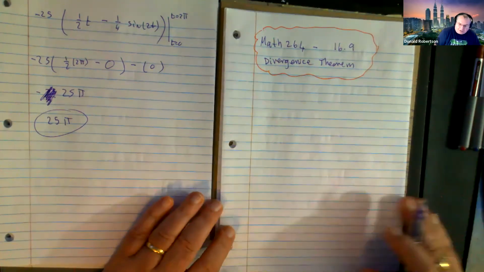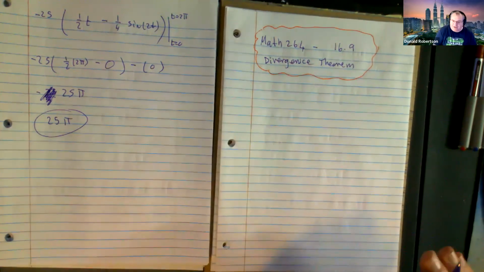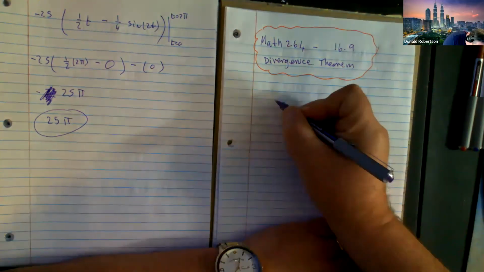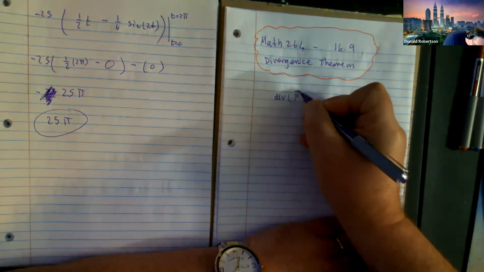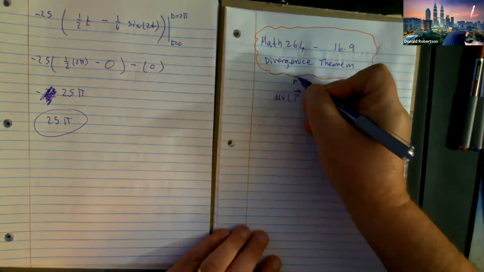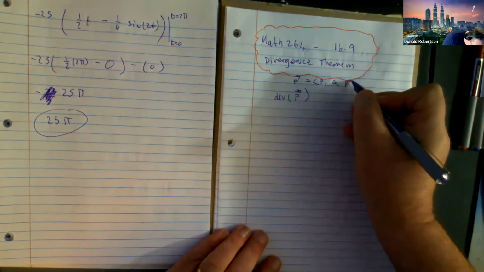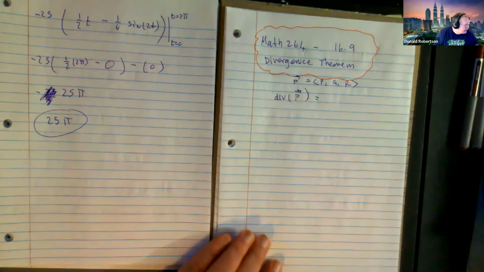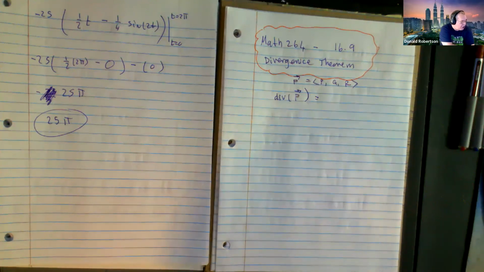So let me remind you of the divergence part of the divergence theorem. If I asked you to find the divergence of a vector field F, and I tell you that F was P, Q, and R, can anybody remember how you get the divergence? What's the formula?